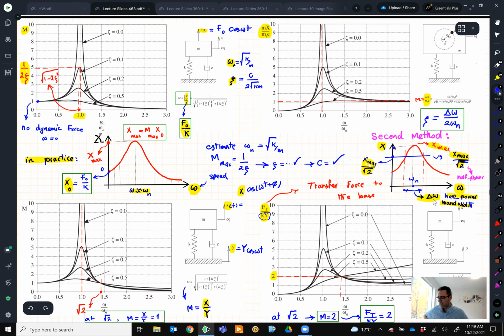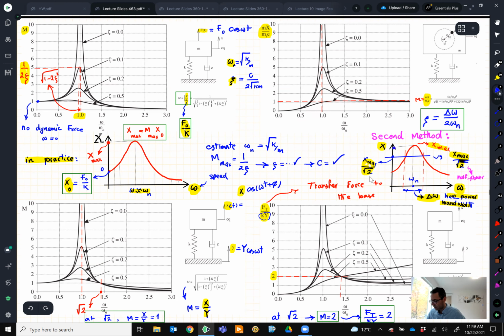How can you find this delta omega? You know where the peak is, so you know your x max. You divide it by the square root of 2. And then on this graph, you have your bandwidth. And then you recommend to the owner to try these bandwidths.